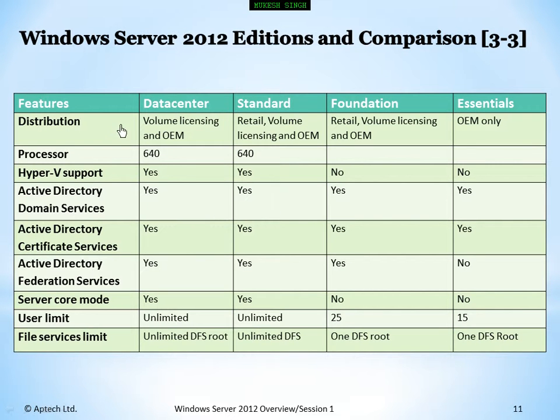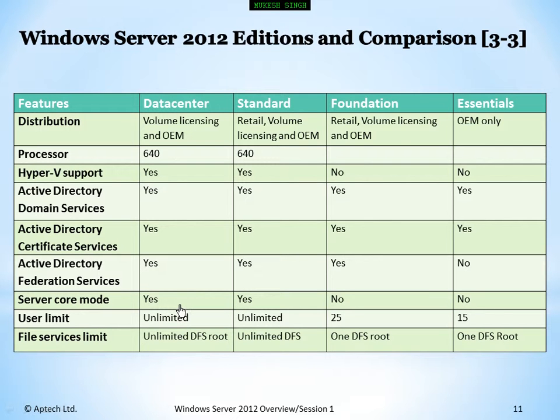Here you can give a look. These are the editions and this is the comparison. If you go for the processor of Datacenter, it supports 640 virtual. I am talking about virtual. Hyper-V support: Datacenter supports Hyper-V, Standard also supports Hyper-V, whereas Foundation and Essential do not support Hyper-V. Active Directory is supported by Datacenter, Standard edition, Foundation also and Essential also. Certificate services, yes, supported by all. Federation services is supported by three of them. Essential does not support federation services.